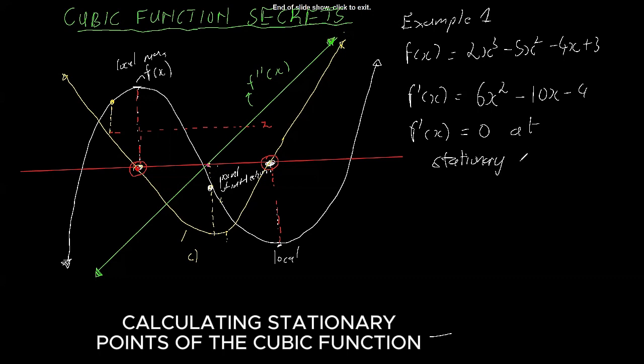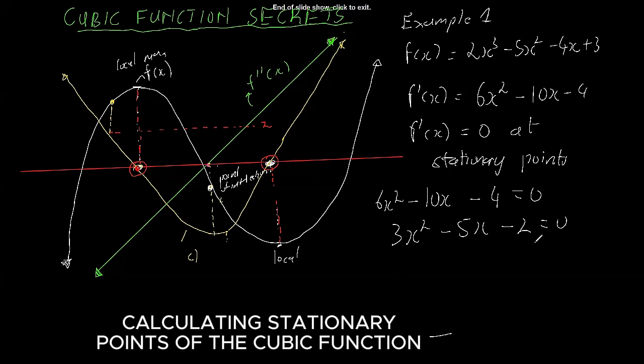Because we say the gradient there is 0. So we want to have 6x squared minus 10x minus 4 equals 0. Now, if you try to divide all these numbers by 2, because it's a common factor, all these numbers are divisible by 2. I end up with 3x squared minus 5x minus 2 equals 0, which I believe we can factorize.